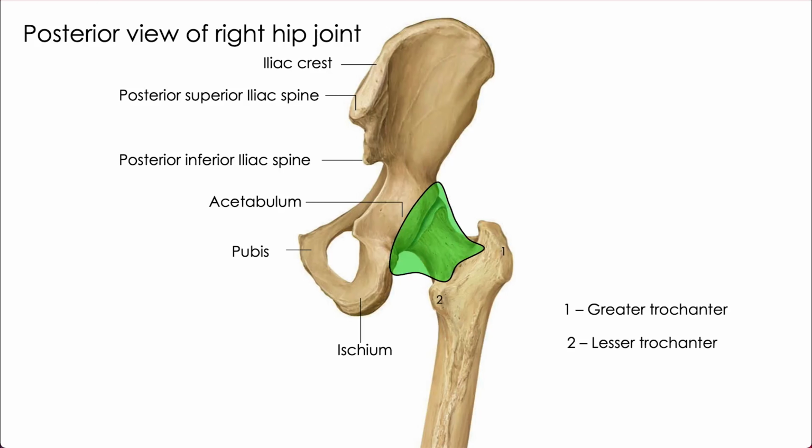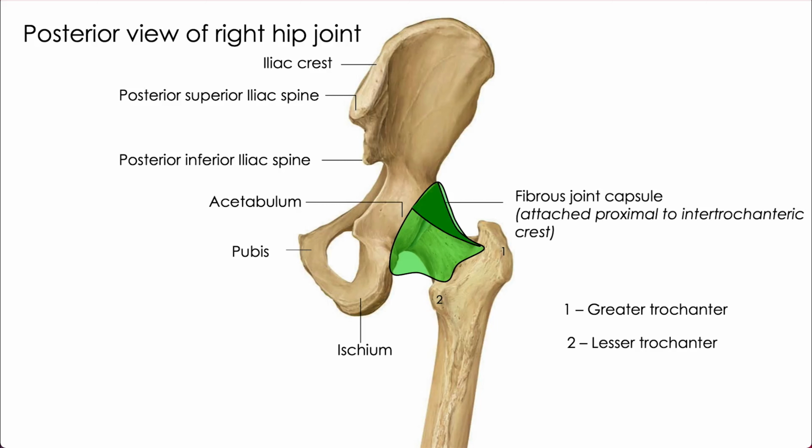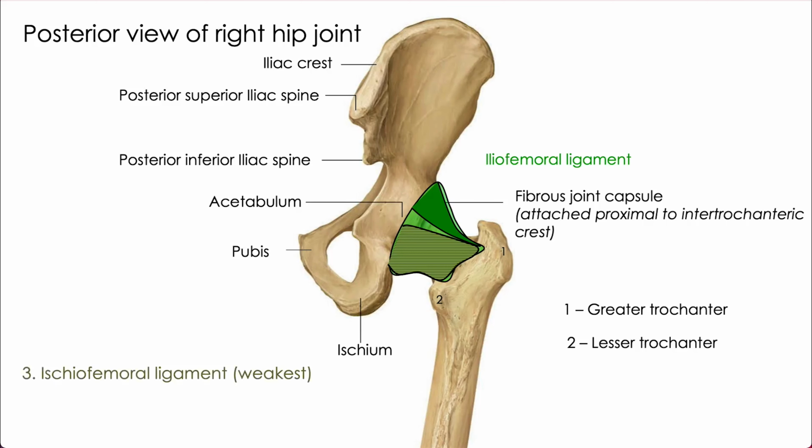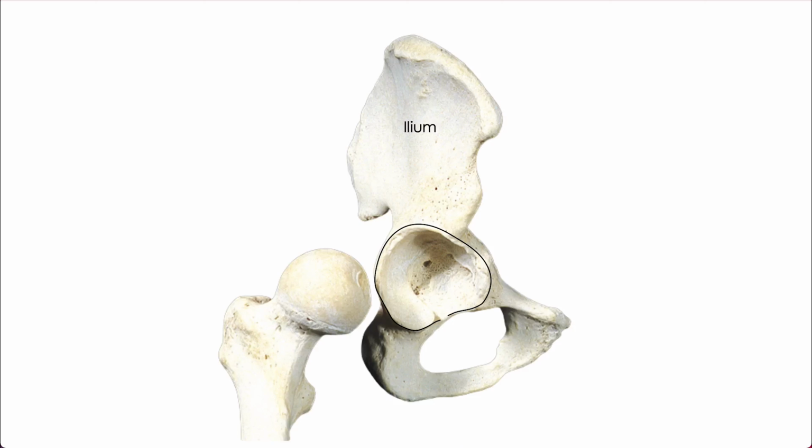And now the capsule we have seen from the anterior view. Now we are looking at this capsule from the posterior view, and we can see that a little bit of my iliofemoral ligament is visible on the posterior aspect as well. And we have talked about this being one of the strongest ligaments. And then this is one which we were not able to see from the anterior view, and this is my ischiofemoral ligament, and this is the weakest one. Now, we have seen the ligaments present anteriorly, and we have seen the ligaments present posteriorly.